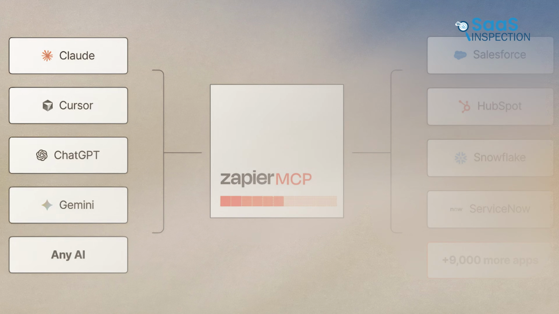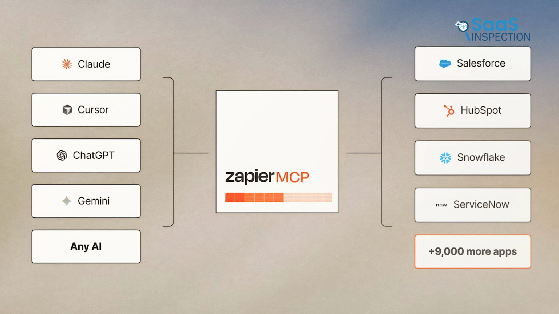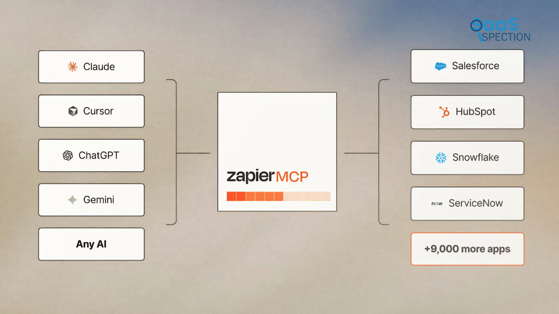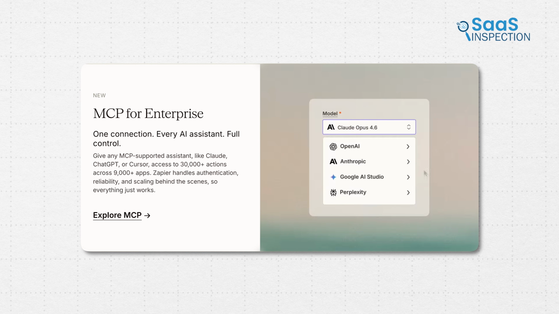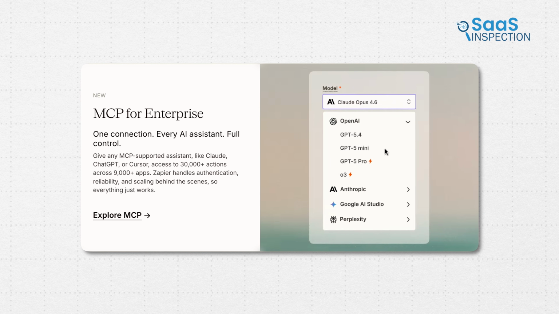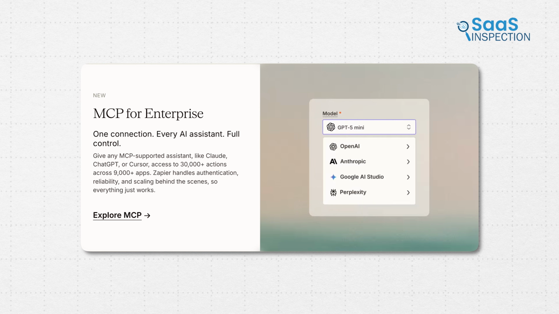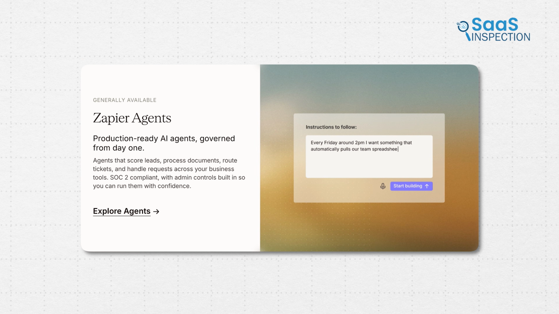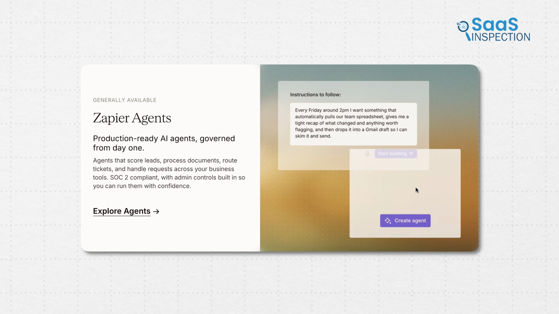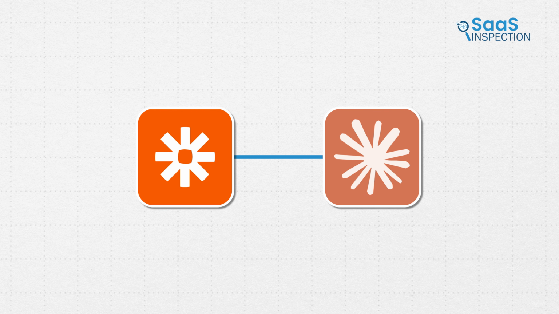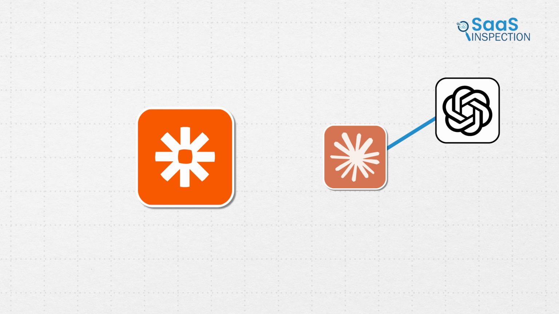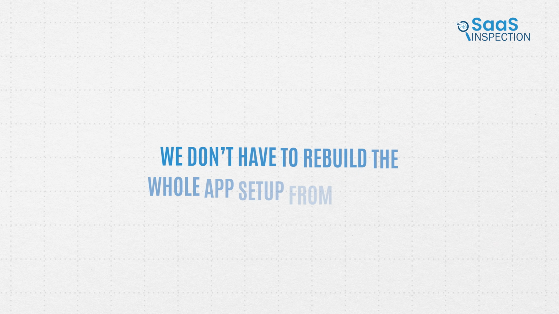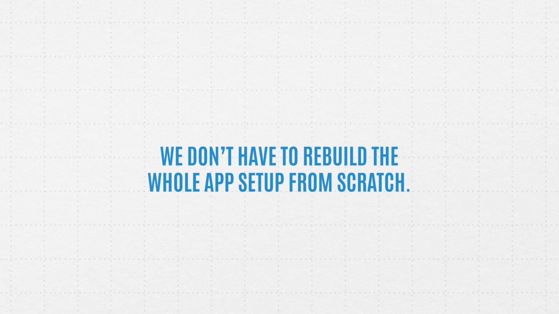Then there's MCP, which basically gives AI tools a way to connect with the apps we already use without rebuilding those connections every time we switch AI models. Zapier says MCP can connect AI clients like Claude and ChatGPT to its library of 9,000 plus apps. What stood out here is that the Sidekick doesn't need to be tied to one AI model. The same connected tools can be used across supported AI clients. So if we want to move from Claude to ChatGPT or another MCP-compatible tool, we don't have to rebuild the whole app setup from scratch.